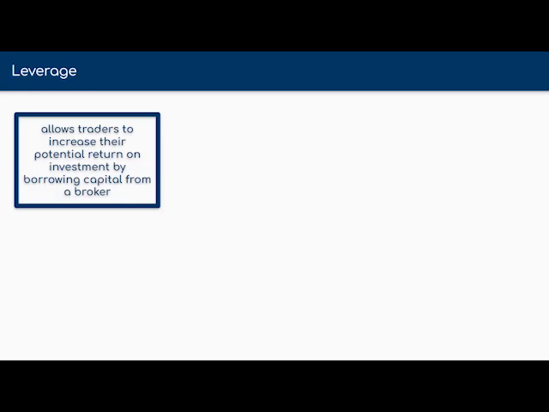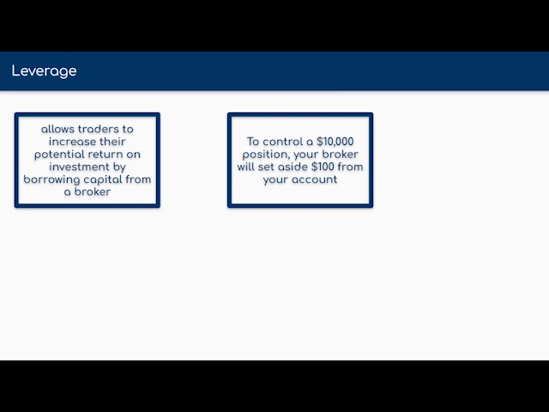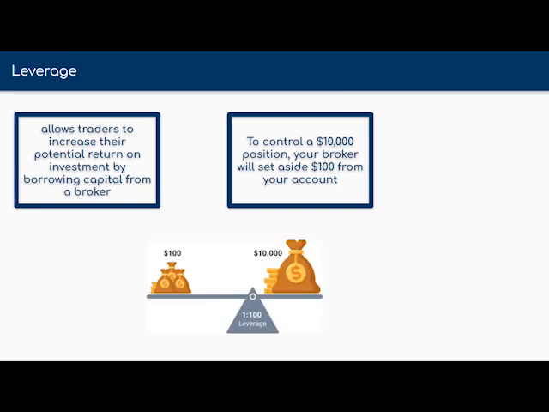Moving on, what is leverage? Leverage allows traders to control a large position using a little amount of money, which helps to increase their potential return on investment. An example given is if you want to control a $10,000 position, the broker will set aside $100 from your account. That is called a 1 to 100 leverage. So you're trying to control a $10,000 position using just $100.